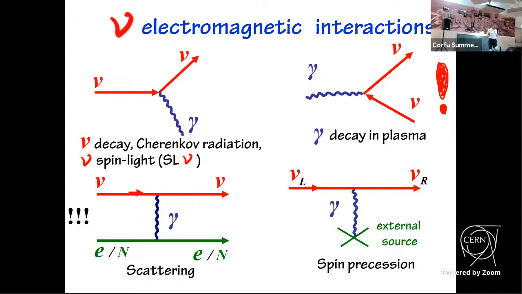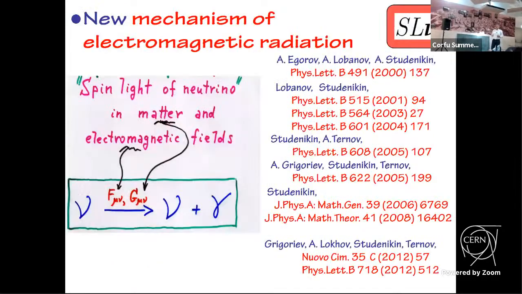So we predict an effect when a neutrino is moving in a dense environment. In the classical picture of this effect, due to precession of the magnetic moment, the neutrino can emit light, and we term this the spin light of neutrino. There are also plasma decay to a neutrino anti-neutrino pair, neutrino scattering, and neutrino spin precession in an external field. And as we have shown, it can also be due to neutrino interaction with transversal matter currents.